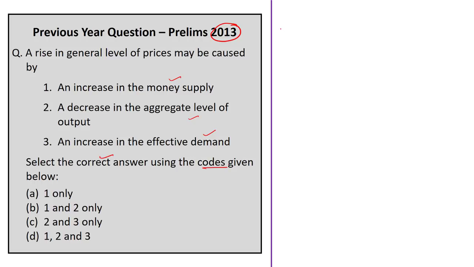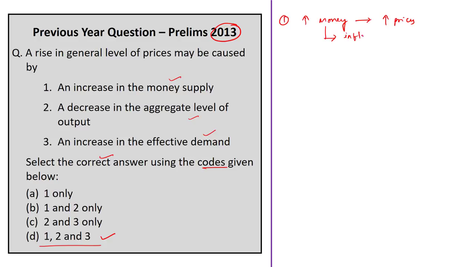For this question, option D, that is 1, 2, 3, is the correct answer because it's a direct application based question. That is, if you look at statement 1, it says that an increase in the money supply may cause a rise in the general level of prices. This statement is correct because money supply in the economy may increase or may cause inflation.